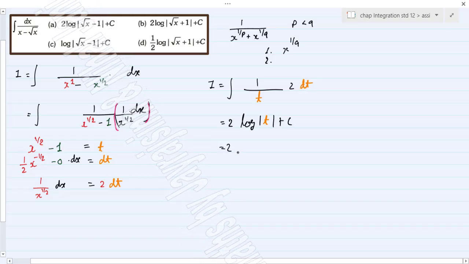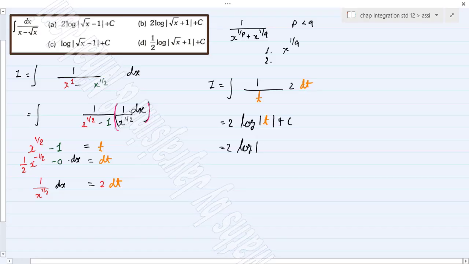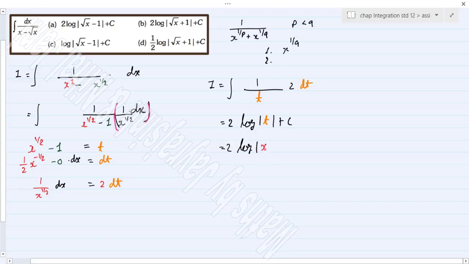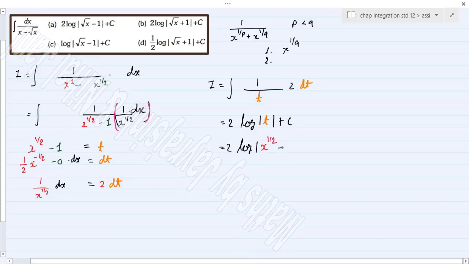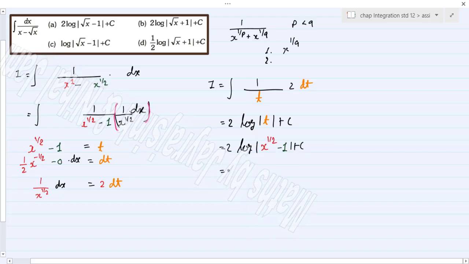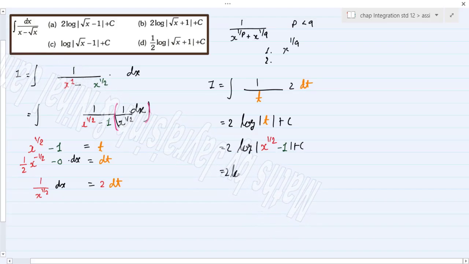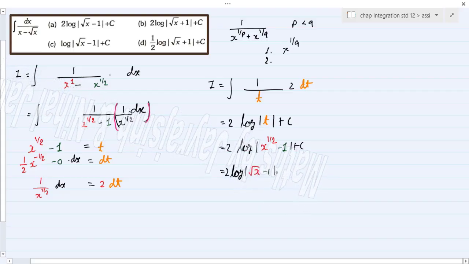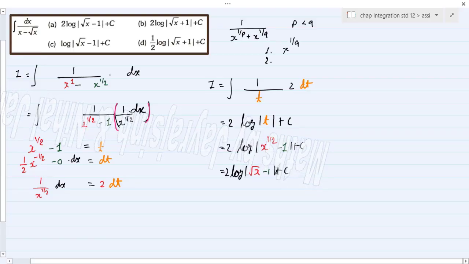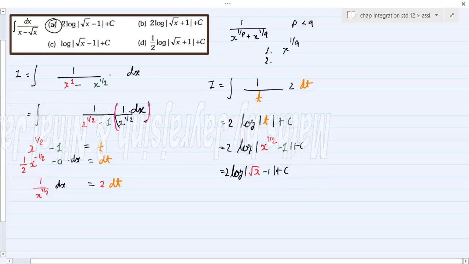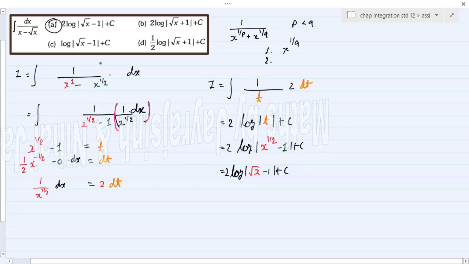And to get the final answer, just substitute the value of t, which is x raised to 1 by 2 minus 1 plus c, or we can rewrite as 2 log mod root x minus 1 plus c is your final answer, which is given in option A. Ta-da!